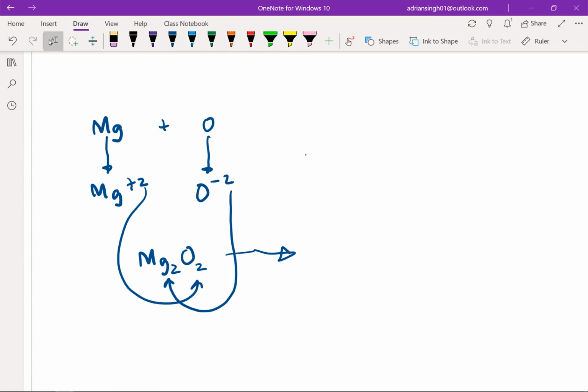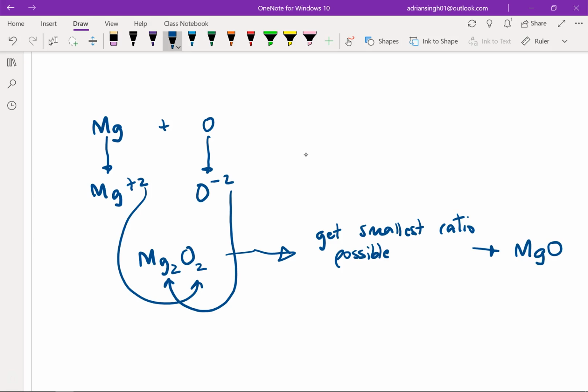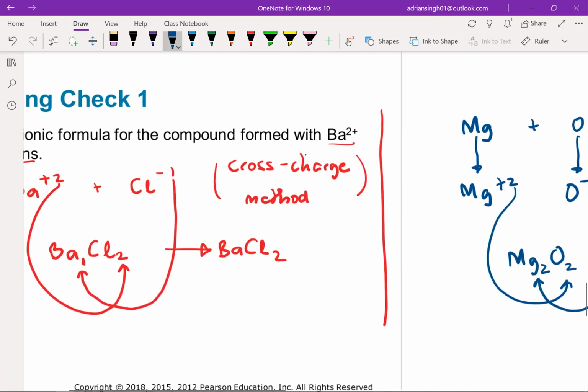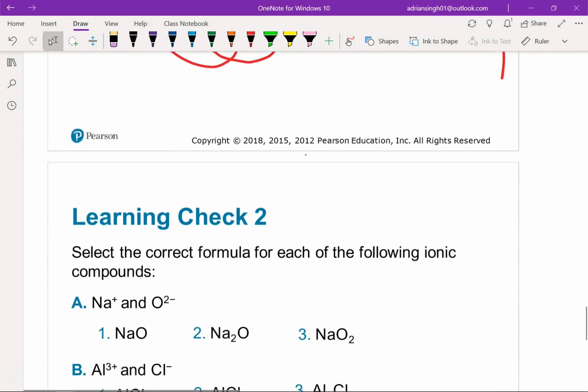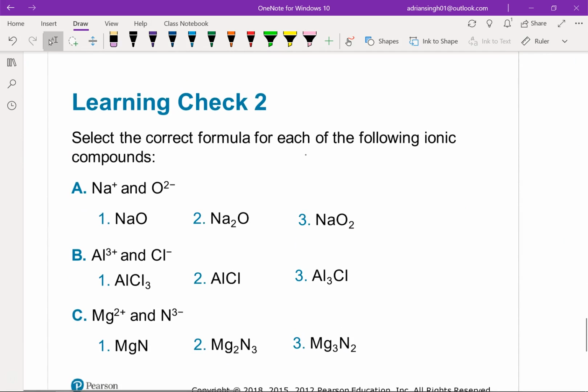Right, what you want to do in this situation is you want to get the lowest or the smallest ratio possible. So 2 to 2 is the same as 1 to 1. So we end up with MgO as your chemical formula for this combination between magnesium and oxygen. Right, so the cross charge is just a shortcut for determining the formulas.